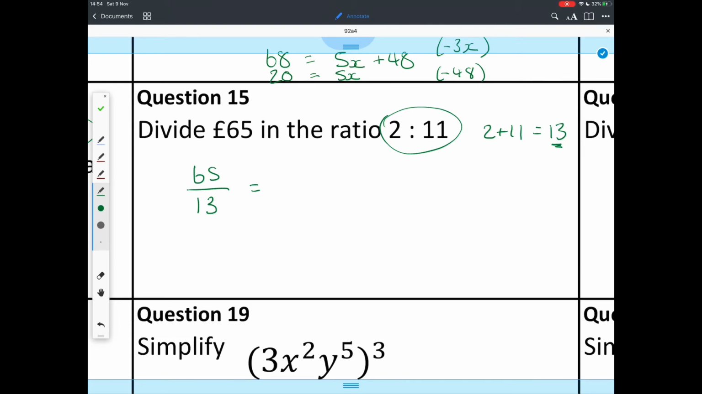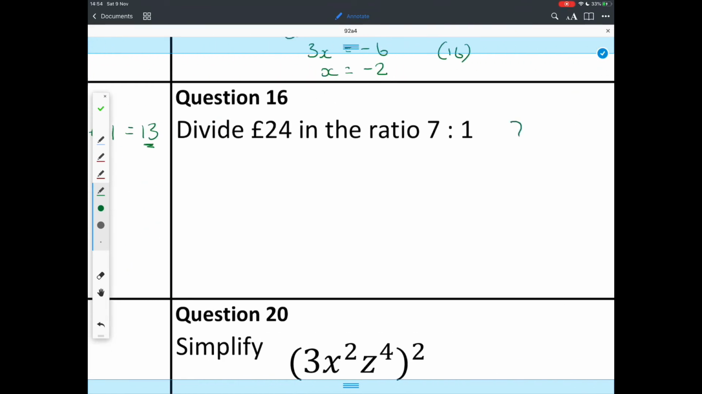So how many 13s are there in 65? It goes 13, 26, 39, and then after 39 comes 52, and then 65. Okay, so 1, 2, 3, 4, 5. The value of each part is 5. Okay. So now I've got 2 times 5, and I've got 11 times 5. So that's going to be 10 and 55. And just to check, 10 pounds add 55 pounds does in fact equal 65, so we're there.